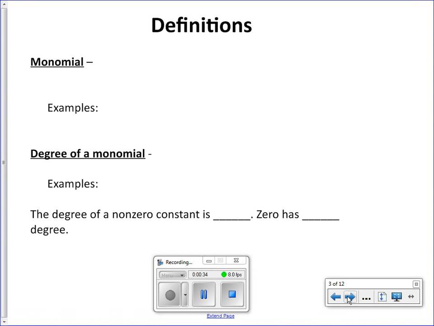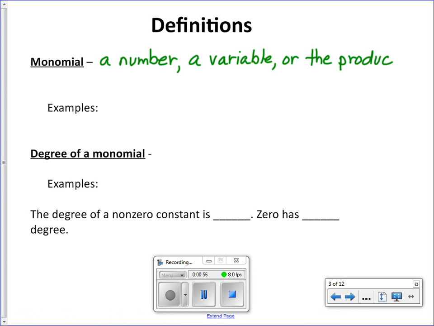All right, so we've got a lot of definitions in this chapter. First of all, a monomial is a number, a variable, or the product of a number and one or more variables.